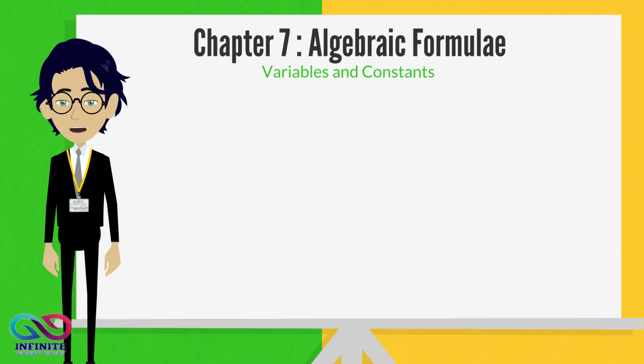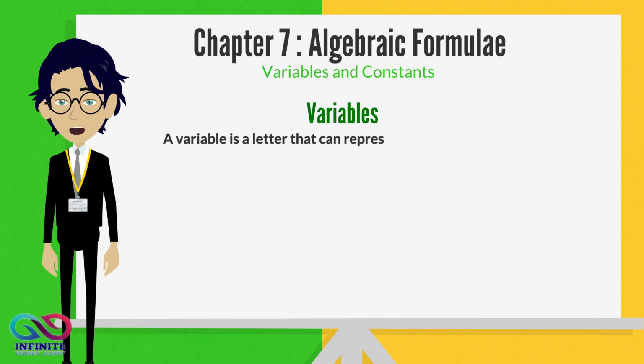First of all, let's look at the definition of variables. A variable is a letter that can represent a range of numbers. The most commonly used variables are x and y.